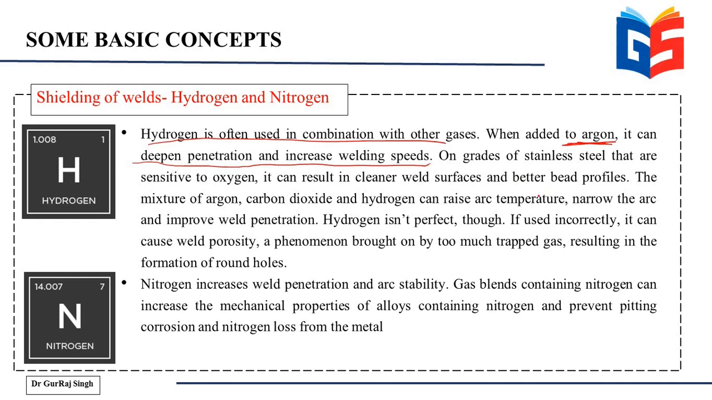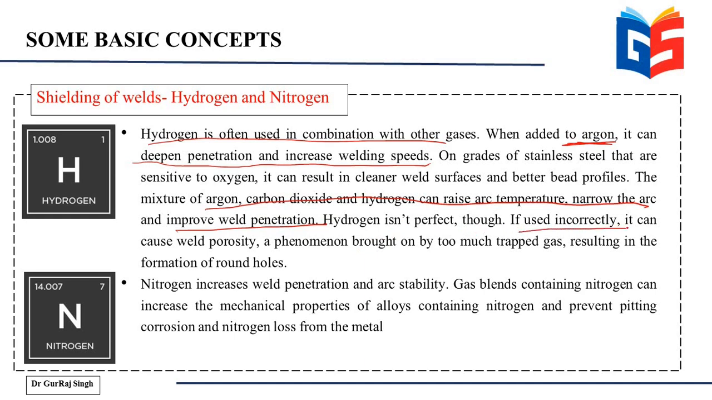Also, when we are mixing argon, carbon dioxide and hydrogen, so the mixture of these three gases, it can raise the arc temperature, narrow the arc, and improve weld penetration. So these are the three advantages that we get by simply mixing carbon dioxide and hydrogen with argon gas. Hydrogen isn't perfect though if used incorrectly.